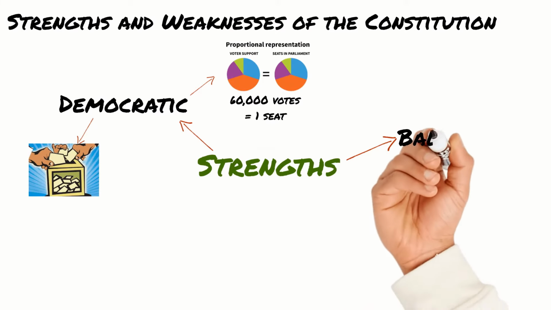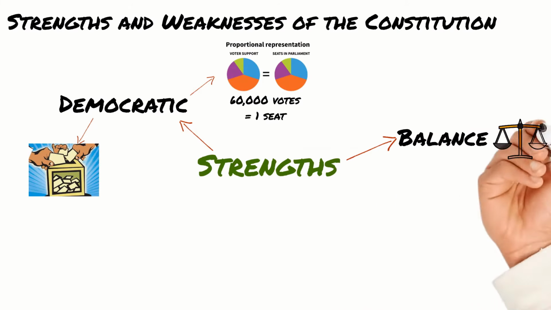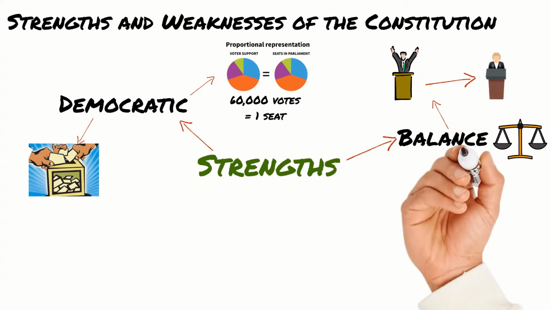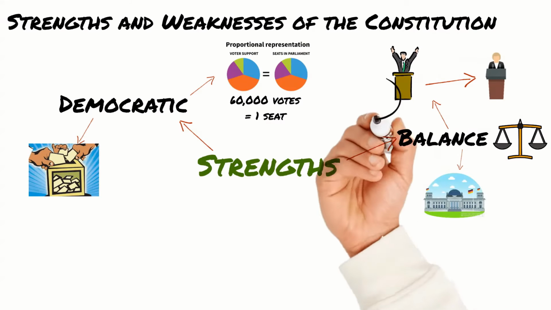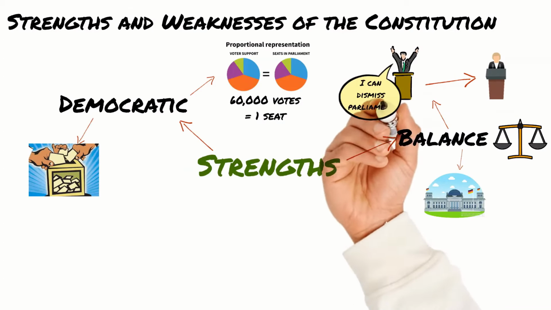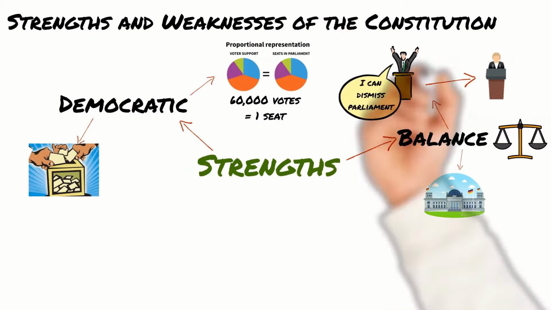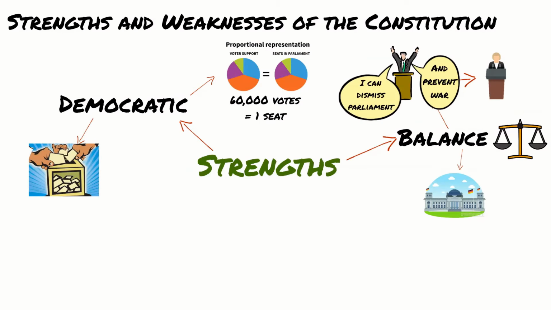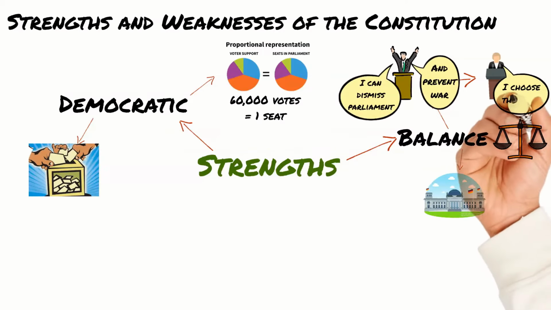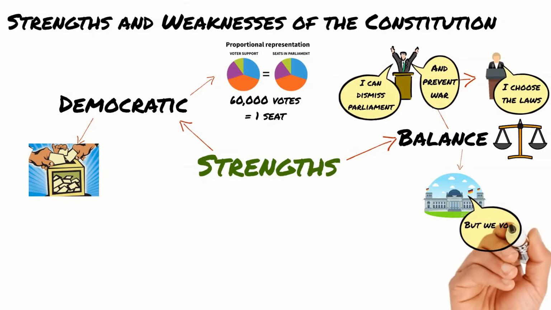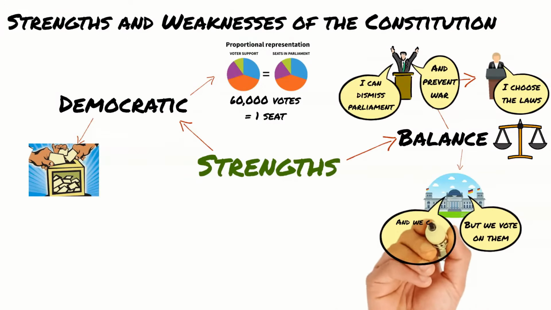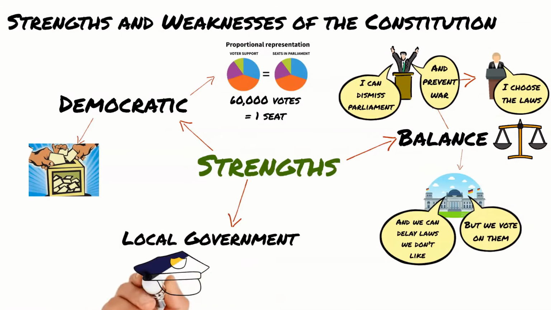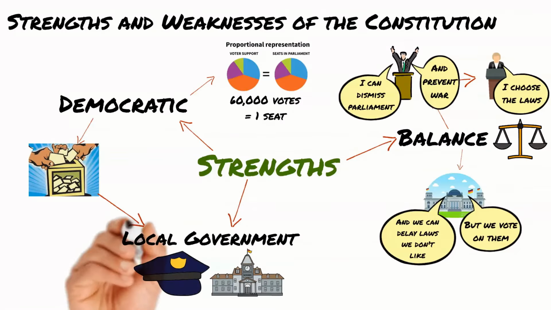Another strength was it was designed to provide balance between the powers. The president got to choose the chancellor rather than the party with the most votes, and they could also dismiss parliament if they believed they weren't doing a good job. The president was also in charge of the army, meaning that a minority government couldn't start a war without consulting the president. The Chancellor decided which laws should pass, but these had to be voted on in the Reichstag, and the Reichsrat could delay laws if they believed them to be unfair. Local government controlled local issues like policing and schools, and these local governments were also elected.